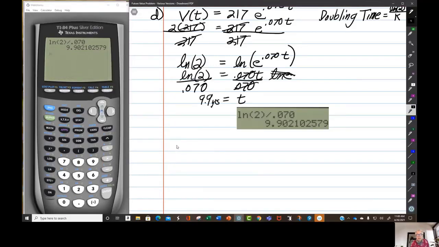Does that mean every 10 years it's going to double? No, because the value is going up exponentially. That means really, really fast, not a straight line.